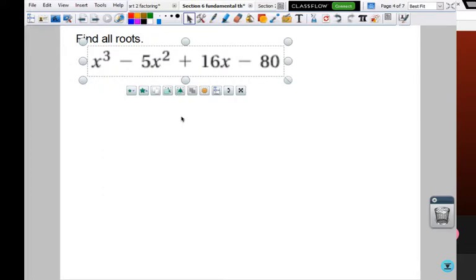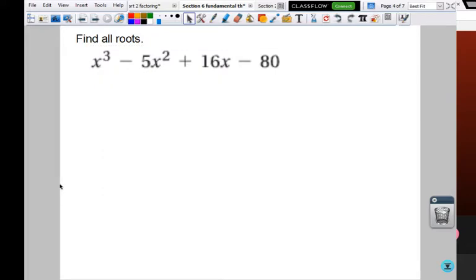Alright, so let's go through and look at this. I have x to the third minus 5x squared plus 16x minus 80. How many answers am I going to have? 3. We are going to have 3 answers. So, let's go ahead and graph it and see if we have some nice easy ones. Because when you do this, you might get lucky and you might have 3 things on your graph. All you have to do might be just graph it and write down where it crosses the x-axis.